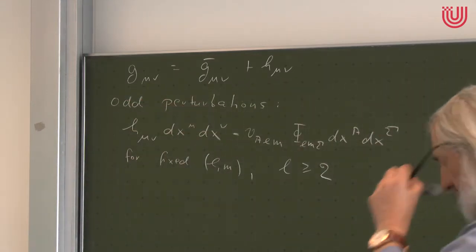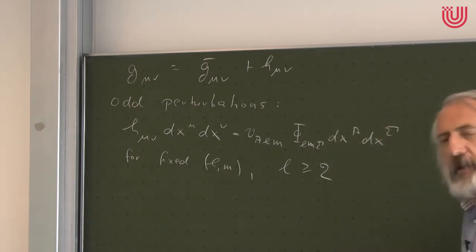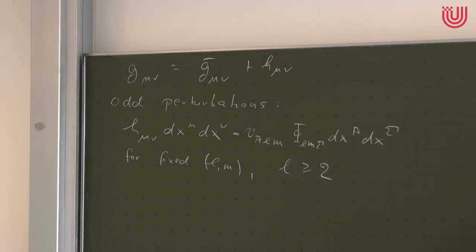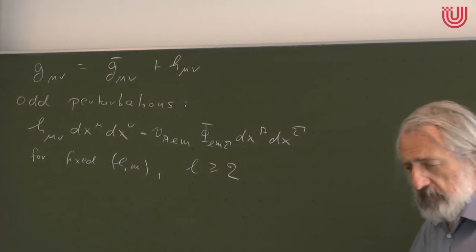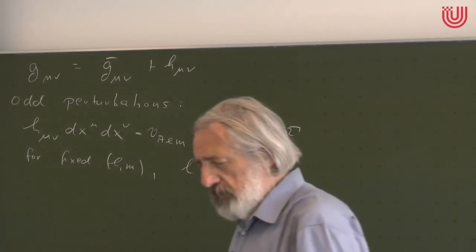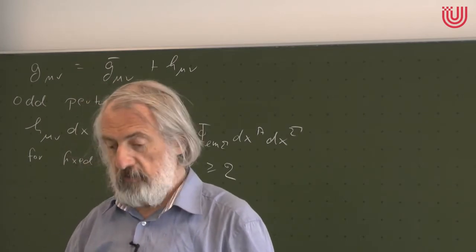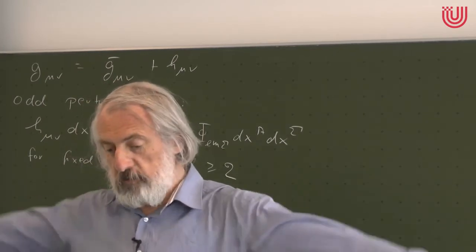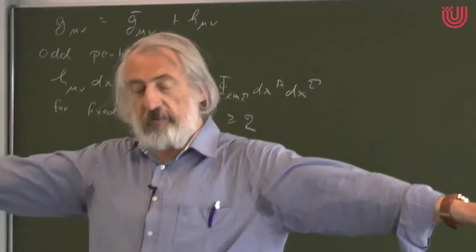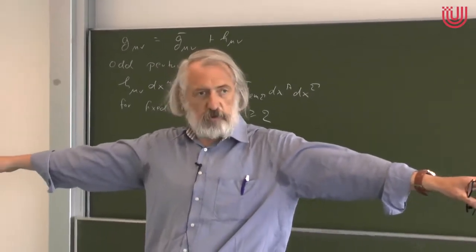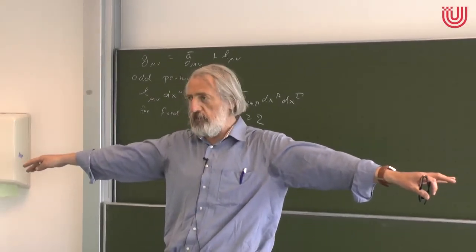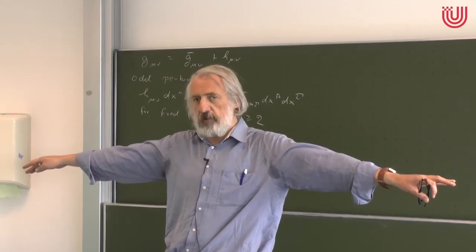But it should be fairly clear without calculation what the case L equals 0 and the case L equal 1 are about. Remember that when we considered perturbations of the flat background, we found the result that the leading order term for the radiation field is a quadrupole term. So the monopole term and the dipole term give no contribution to the radiation field.